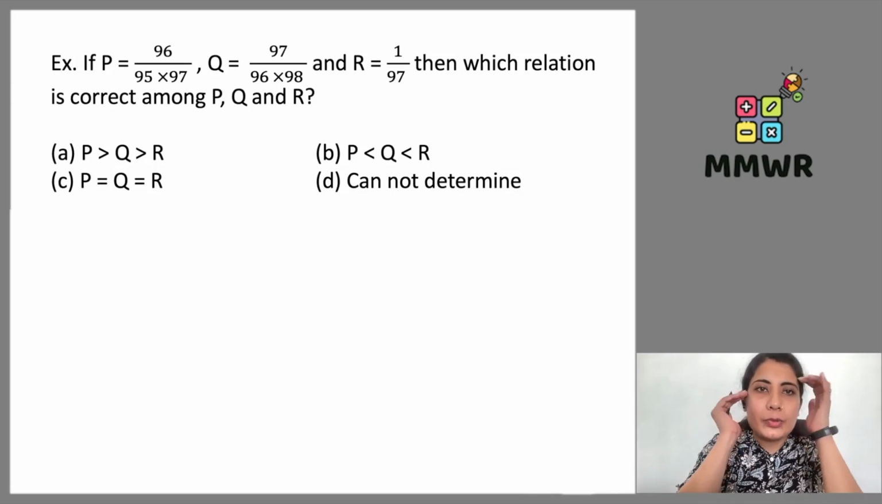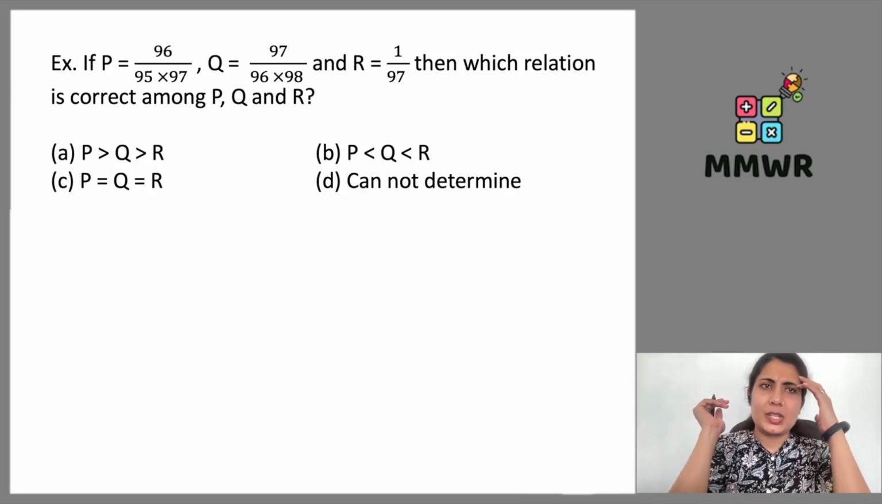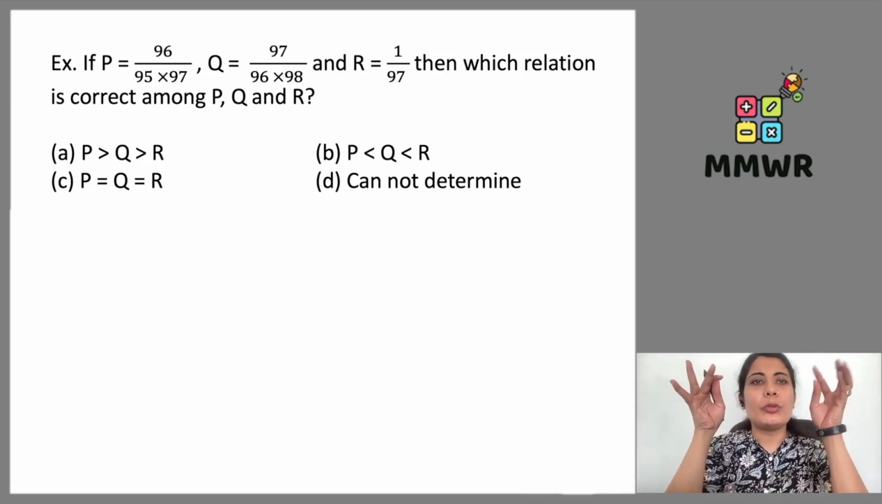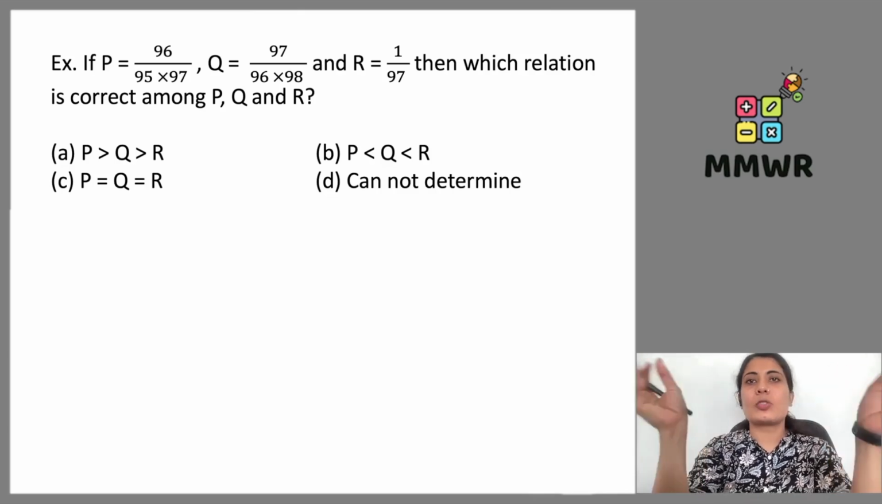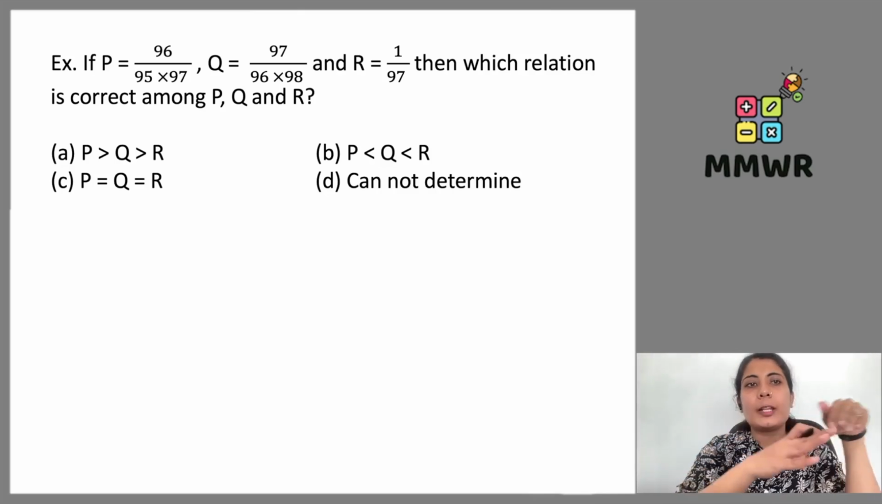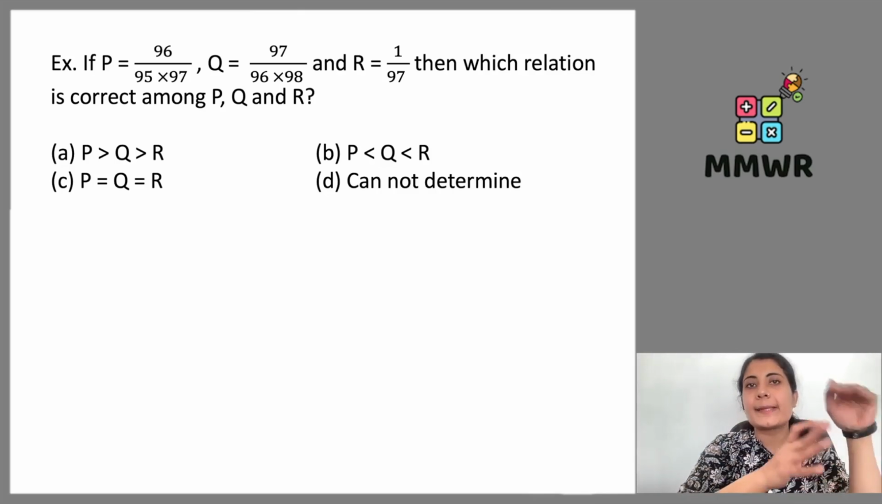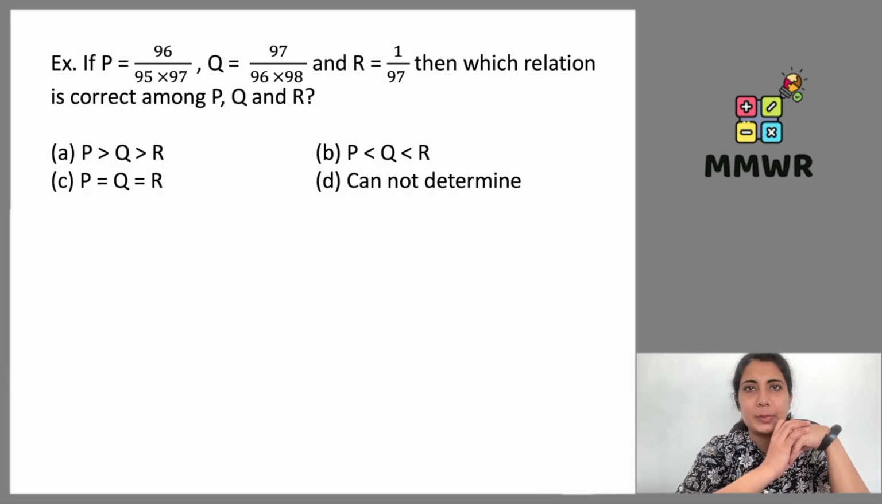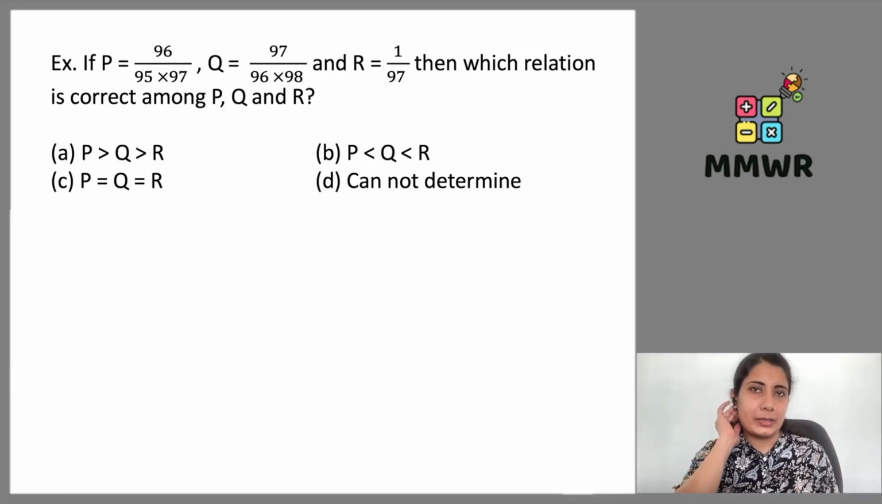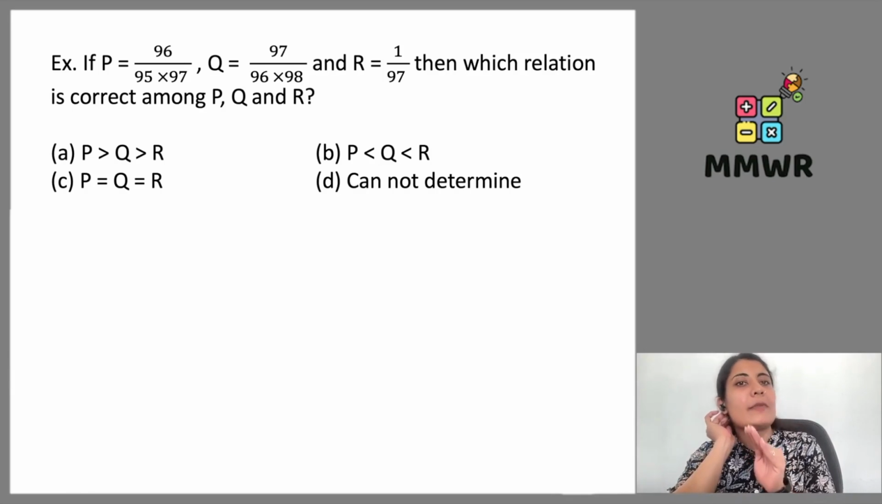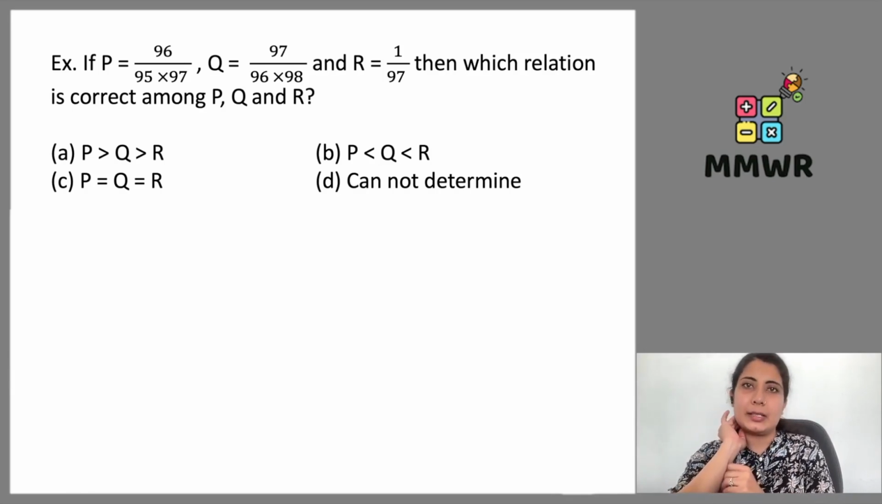You would get confused कि करना कैसे है इसको. So somehow यहाँ पर आपको making denominator same is actually a very stupid task. क्योंकि denominator में here the value for P is 96 upon 95 multiplied 97. So denominator यहाँ पे 95 multiplied 97 है. Value for Q is 97 upon 96 multiplied by 98. Value for R is 1 upon 97.